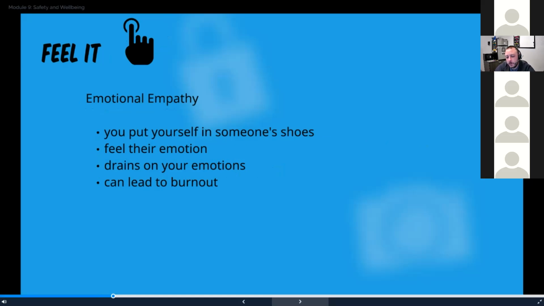Emotional empathy is when you actually put yourself in their shoes. You actually feel their emotions, whether it be something in your past that's kind of connected with that patient. Let's say a patient had an abusive relationship and you were involved in an abusive relationship, right? That's that emotional empathy where you can sit with them at an emotional level and actually understand exactly where they're coming from. This can definitely drain on your emotions, so just be aware of that if you are connecting with a patient that way. And it can also lead to burnout.